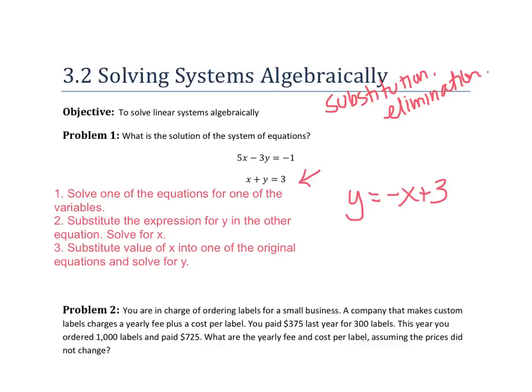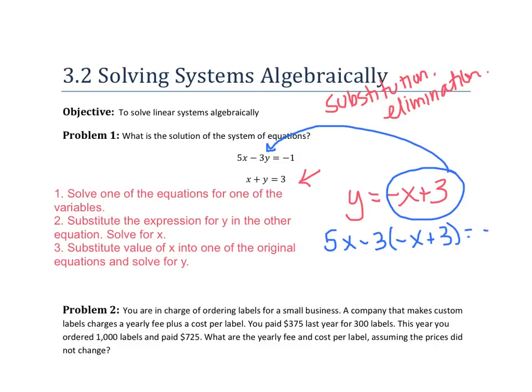Once I have that, I'm going to step 2, substitute the expression for y in the other equation, and then solve for x. So I know y equals negative x plus 3, so I'm going to just put it right in there in that equation. So I get 5x minus 3 times negative x plus 3, that's my new y, equals negative 1. And we're solving for x, so I have to do some distributive here. 3x minus 9. Combine like terms, 8x minus 9 equals negative 1. 8x equals 8 when we add 9, so x equals 1.